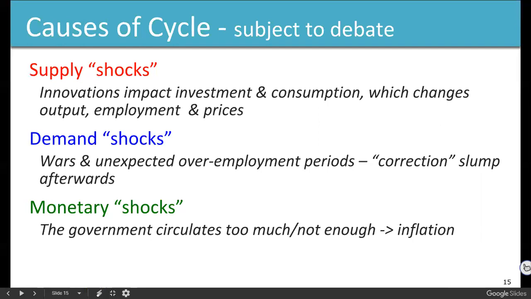Supply shocks are things that will impact the supply side of things: unexpected things that change the way businesses do business, change the way businesses can produce. Technology, your computer, the internet. Y'all were born in the internet age, so you have no idea how it just revolutionized the way businesses do things.